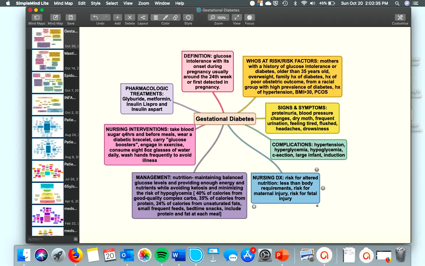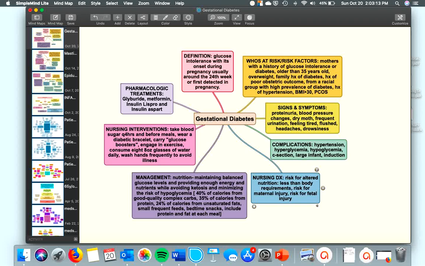They can do this by having small frequent feeds, bedtime snacks, and including protein and fat at every meal. So some nursing interventions: we want them to take their blood sugar every 4 hours, before meals, and before bed. Wear a diabetic bracelet just in case, so you don't have an emergency and nobody knows why. Carry what they call glucose boosters, so something with carbs and sugar in them. They could be small snacks, hard candies.